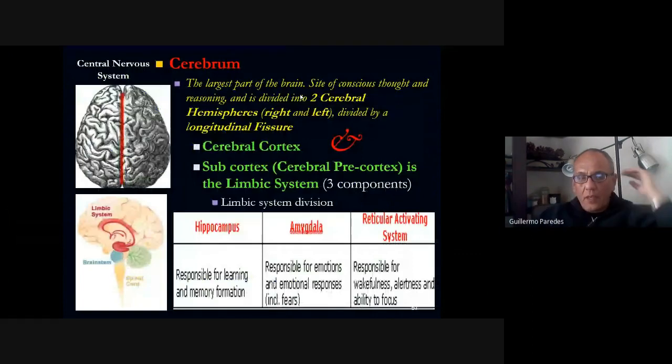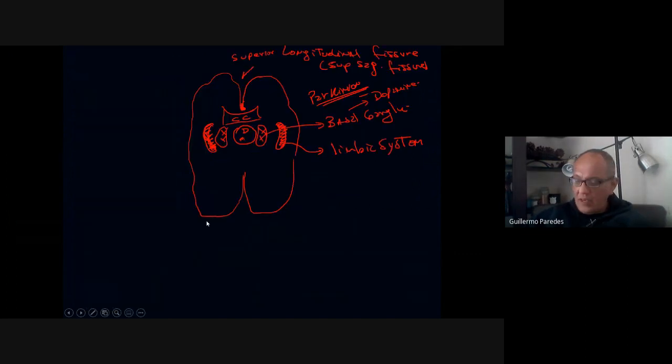Yes. The limbic system, thank you. The limbic system is going to be localized in the temporal lobe. We have the right and the left. The division of these is going to be three: the hippocampus, the amygdala, and the RAS. This is a coronal view, but if I make a sagittal view, it's going to be something like that. So this is the limbic system.